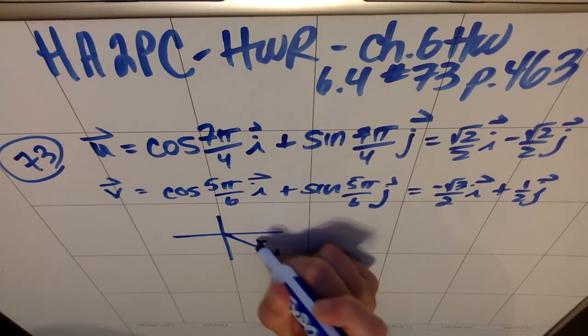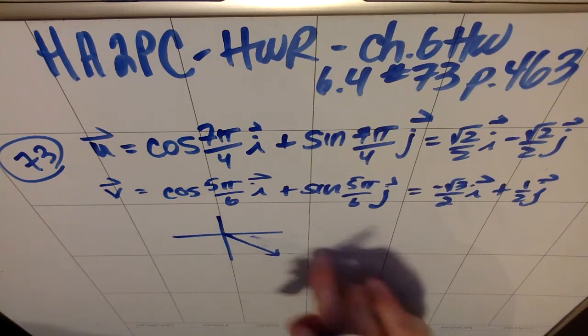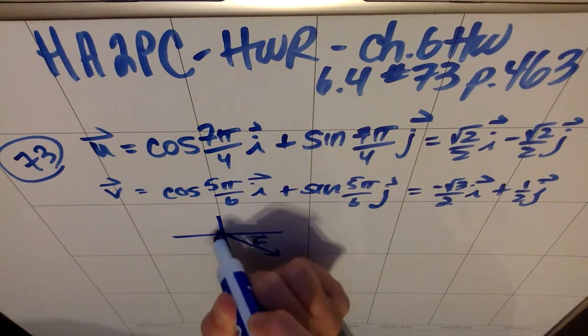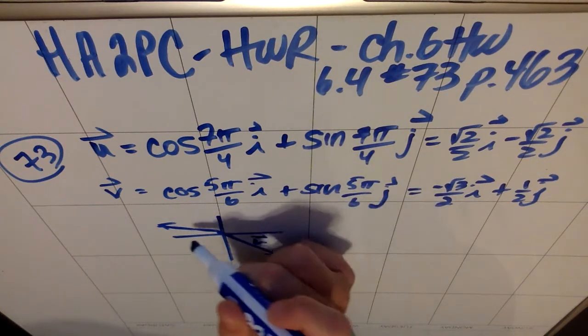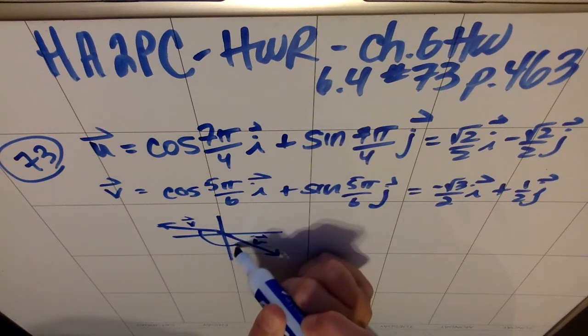So this is my vector v, or sorry, my vector u, my bad. And vector v is at 5 pi over 6, which is right here. That's the 30-degree angle, or the pi over 6 angle that happens in quadrant 2. So that's vector v. When they talk about the angle between the two vectors, they want this angle.